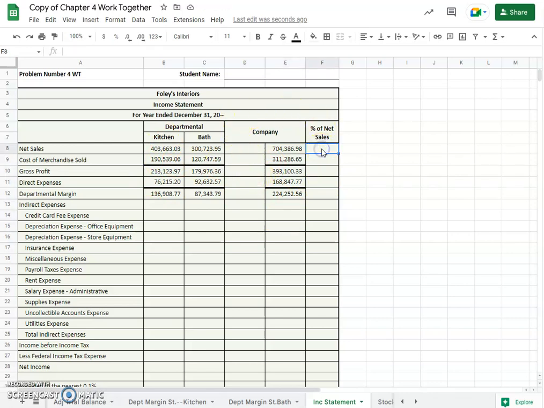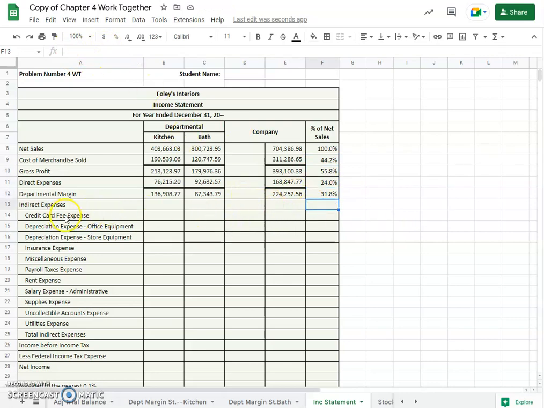So percent of net sales, of course our net sales is 100%, and then each one of these amounts as a percent of net sales, we will just divide. Now, since I always want to divide by net sales, I can just put some dollar signs on this number to make it an absolute reference. And that allows me to just drag that whole formula down so it always uses E8 as the denominator.